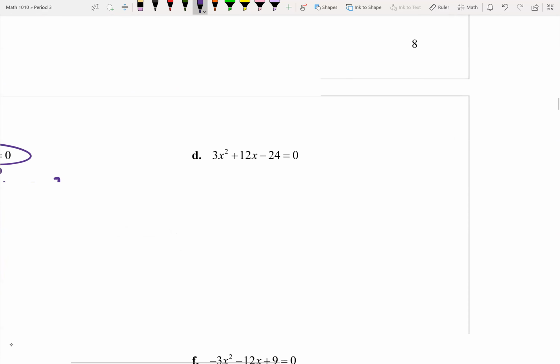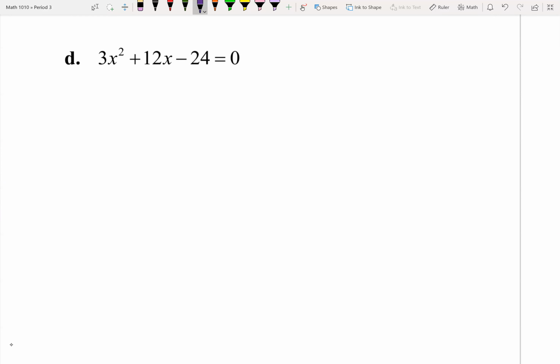Okay, question D. Let's do it together and let's go nice and slowly, okay? Step 1. Bailey, tell me step 1, sweetie. What do we do first? Move the 24. Okay, let's do it. Everybody go 3x to the second plus 12x equals 24. Kennedy, what's my second step? Yes. You know what people say right there, Kennedy? They say, take the 12 and divide by 2. No, you factor it out first, then you do that.